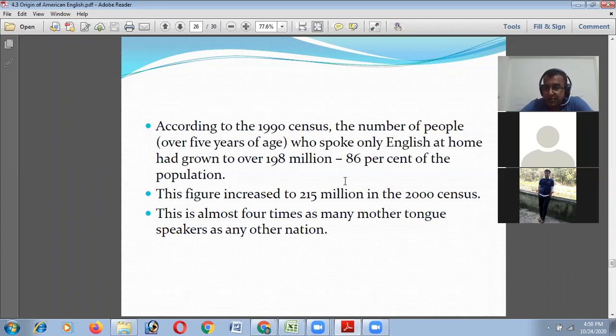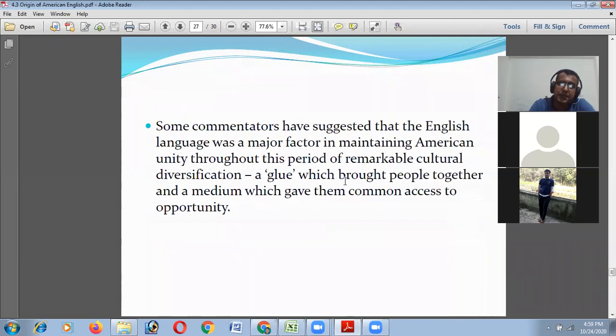However, in the 2000 census, the number of people living in the USA who use English as their first language is 4 times larger than the number of people living in the UK who use English as their first language. And this is the scenario.